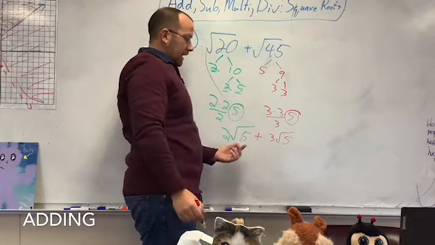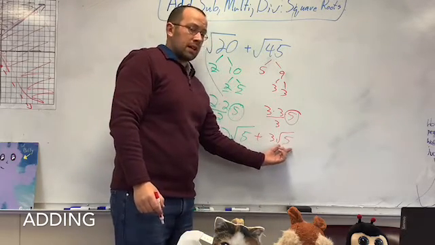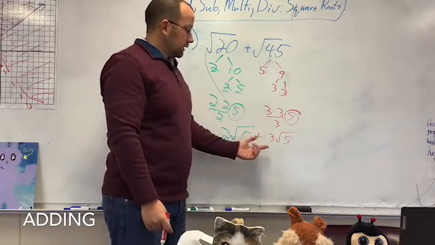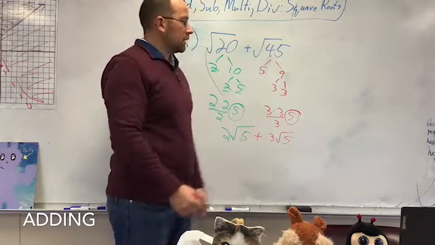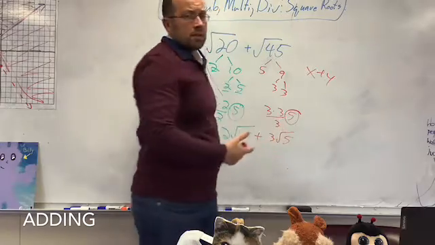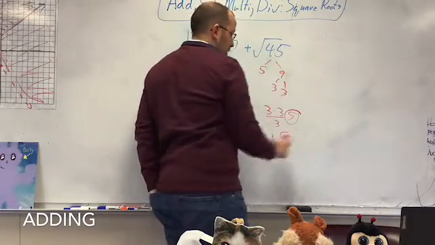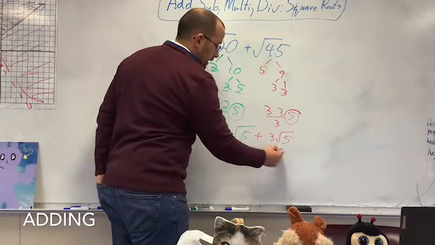So now I can combine them because what is underneath my square root sign is the same thing. So now I can add them together. This is just like a variable. If I had an x plus y, could I combine those? No. They have to be the same square root underneath. So then this gives me 5 square root of 5.